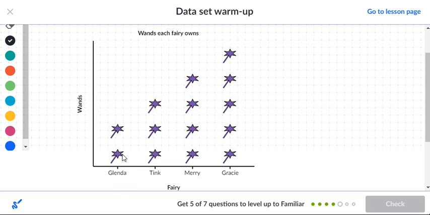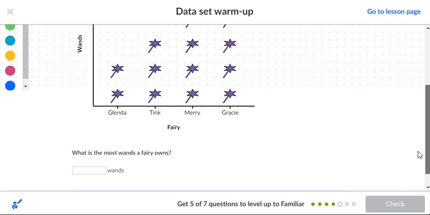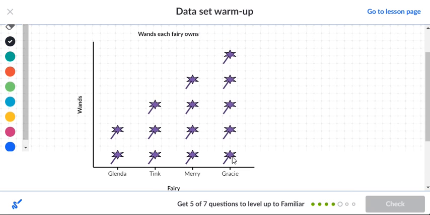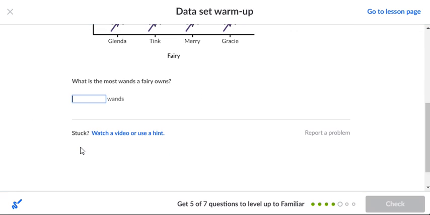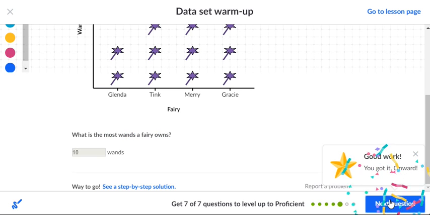So for instance, Glenda would be 2, 4. Tink would be 2, 4, 6. So again, we'd have to count each one by 2. What is the most wands a fairy owns? Well, definitely Gracie has the most wands here. 1, 2, 3, 4, 5. But you got to remember, it wouldn't be 5 because each wand represents 2. So we would say 5 times 2, so our answer would be 10. So again, we want to multiply each wand by 2. We come down here, put in 10, and check it. And it's correct.